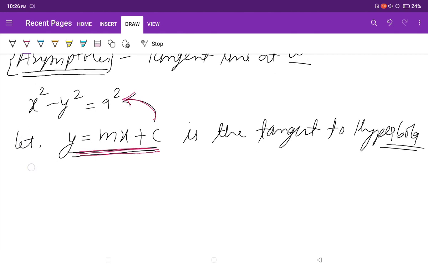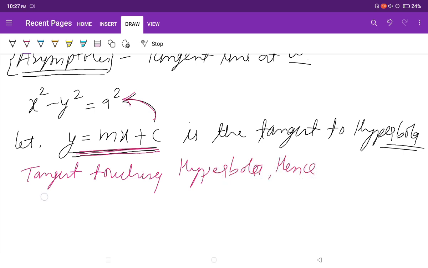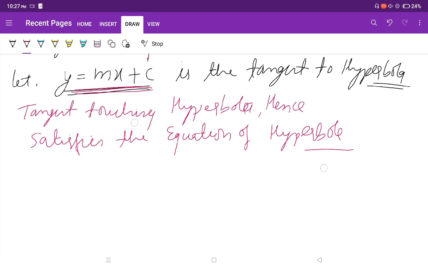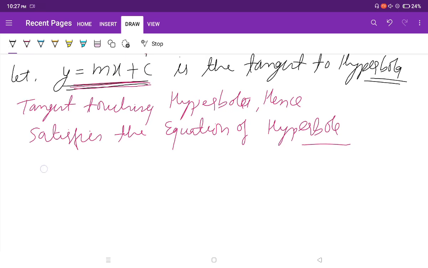So we have a tangent touching the hyperbola, hence it satisfies the equation of hyperbola, correct? Now we have x square minus y square, where y square will be replaced by mx plus c whole square, equals a square, correct?